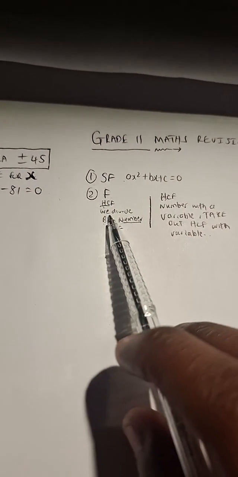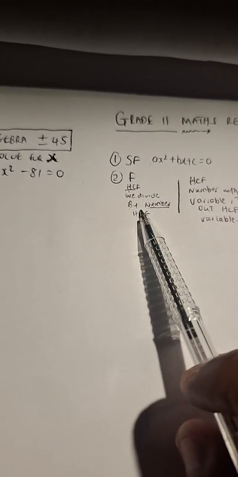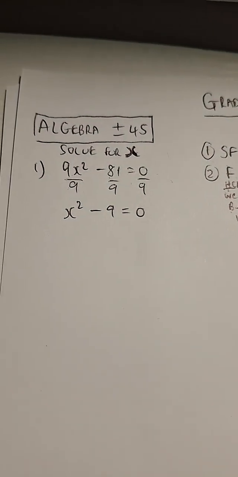If it's a highest common factor with a number, we simply divide all the terms in the equation by that highest common factor number. But if it's a highest common factor number with a variable, then we must take out the highest common factor with the variable and not divide by it. Very, very important what I'm saying here. So we have 9x squared minus 81 is equal to 0. The highest common factor is a number. So what do we do with it? We divide all the terms by that highest common factor because it's a number. Then what do we get? X squared. What's 81 divided by 9? It is minus 9, which is equal to 0.